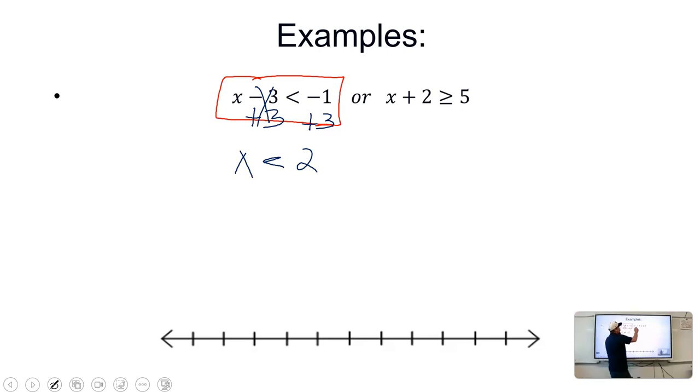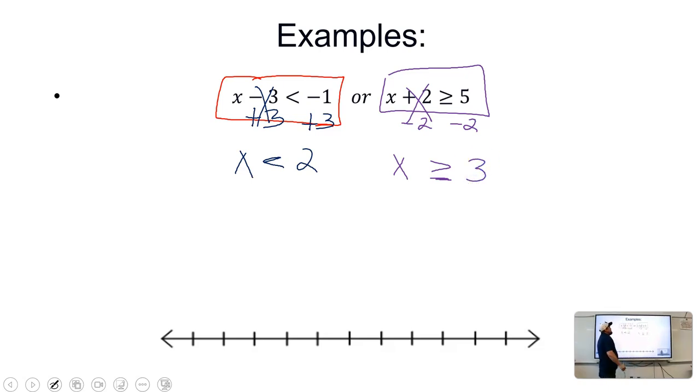Let's go to this other one over here and solve this one. So we have x plus 2 is greater than or equal to 5. So we have to subtract 2 from both sides in order to get x isolated or by itself. So 5 minus 2 is 3. So we have x is less than 2. And then we're going to bring down the word or, x is greater than or equal to 3. So we have solved our compound inequality.